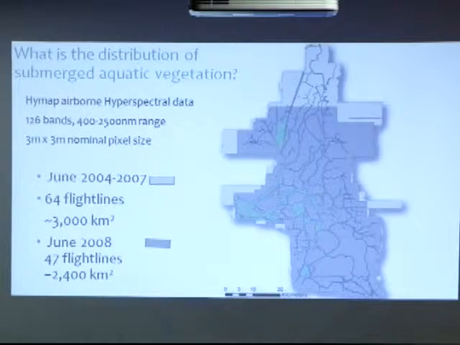And we collected it at 3 meter pixel sizes, over about a 2,500 square kilometer area. So it's a lot of data. To cover the whole area, it took 64 flight lines that we had to mosaic together. And with the smaller area, the darker gray, it was close to 50 flight lines.